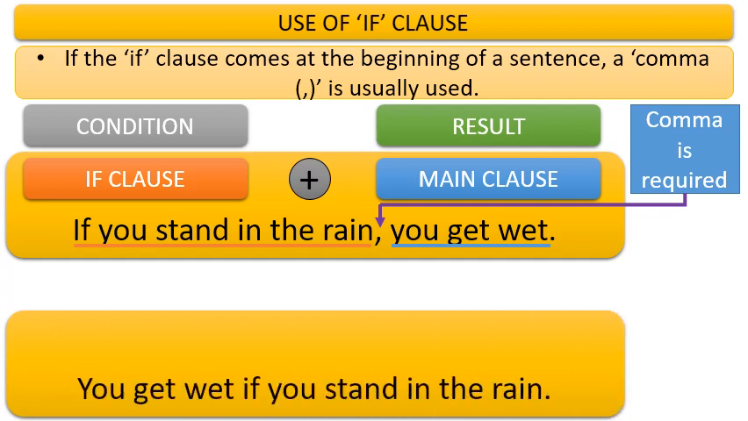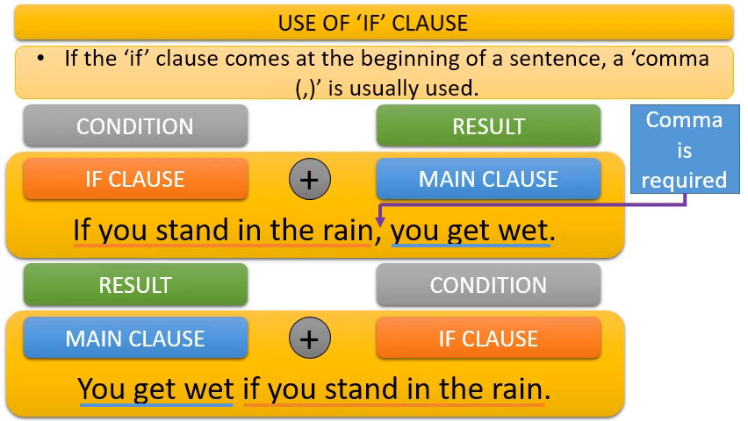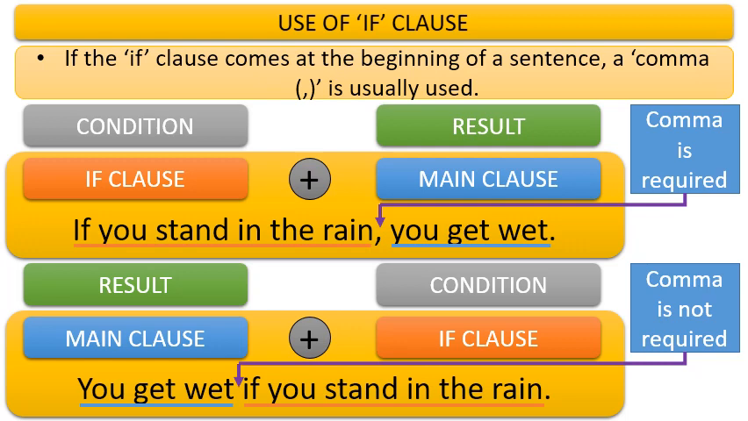Number 2 rule is, we don't use comma if the if clause comes at the end of the sentence. For example, you get wet if you stand in the rain. So in this example, you can see that you get wet, it is a main clause or it is a result of a condition. And if you stand in the rain, it is an if clause and it is a condition. So comma is not required because if clause comes at the end of the sentence. So this was a use of if clause in the sentences.